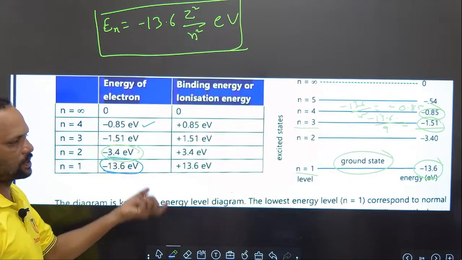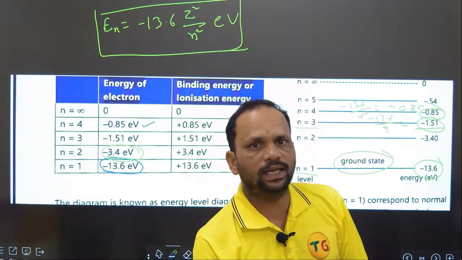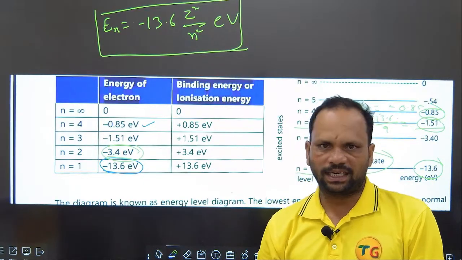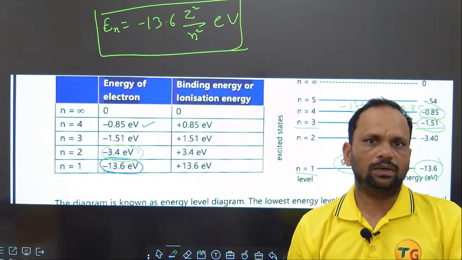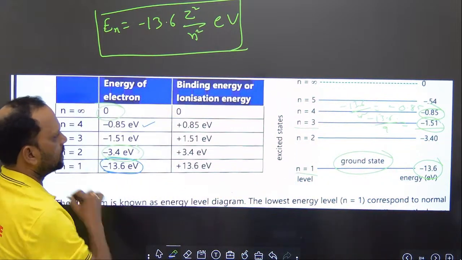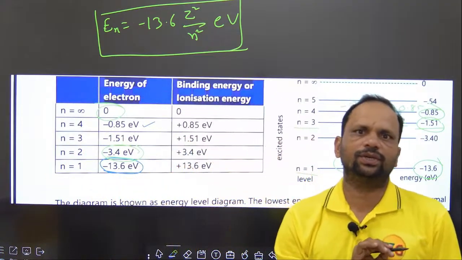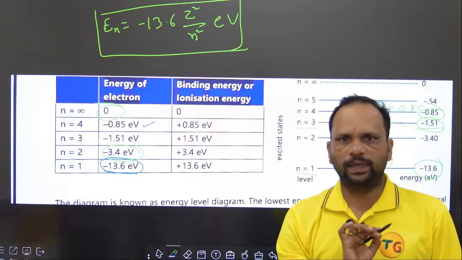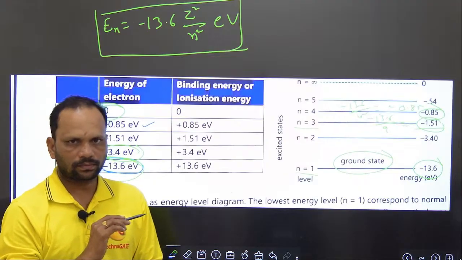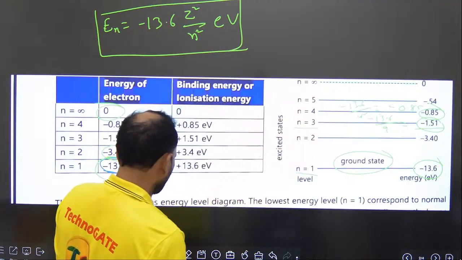Right. What about fifth, sixth? Then what about the nth orbit? The nth orbit, in the sense, means the electron is almost out of the atom. So if the electron is out of the atom, then it has an energy of 0. At infinity, the energy of the electron is 0. At the first orbit, the energy of the electron is minus 13.6 electron volts. Right?